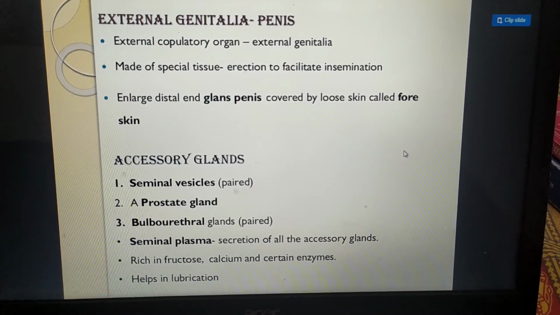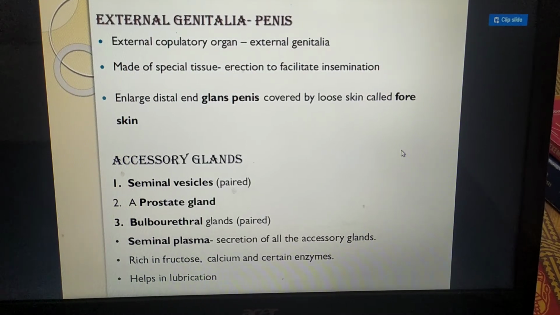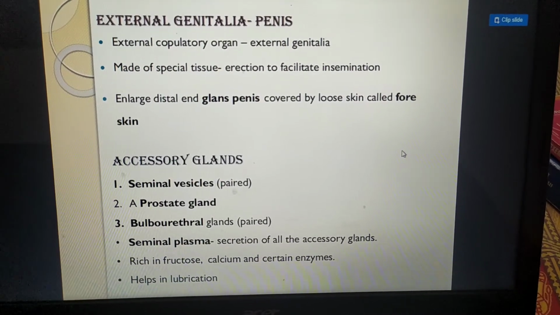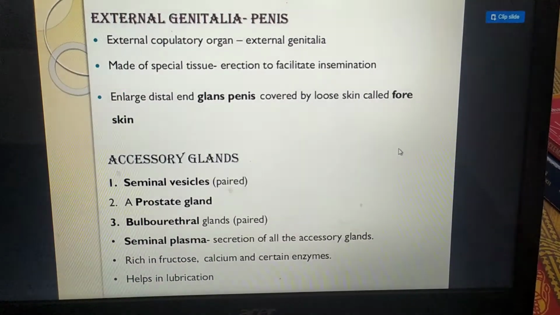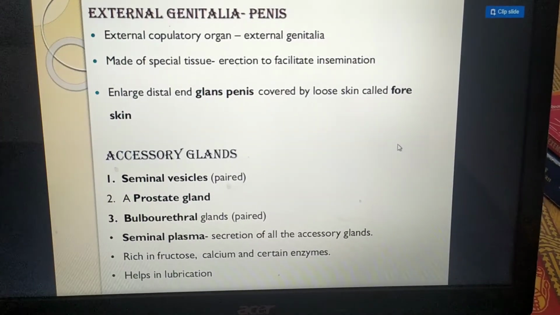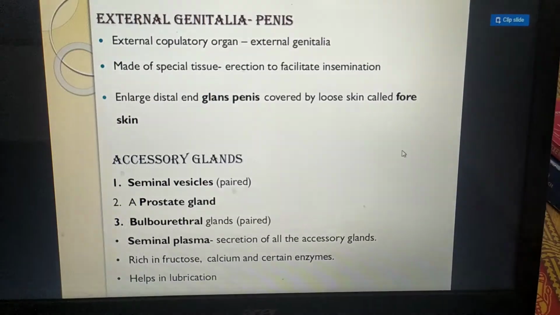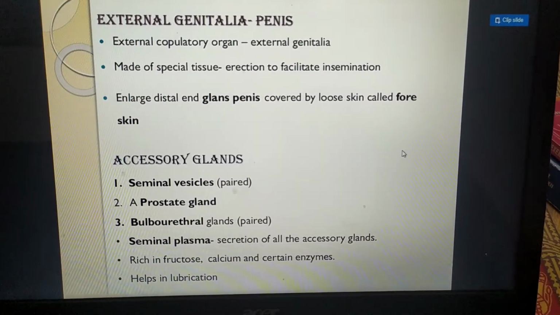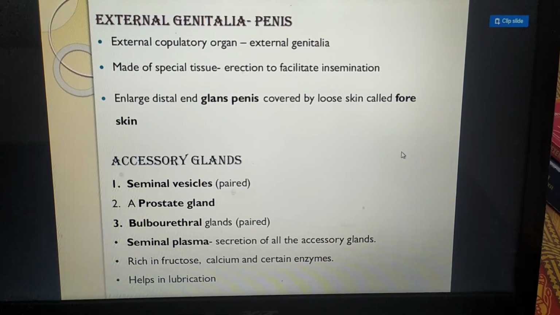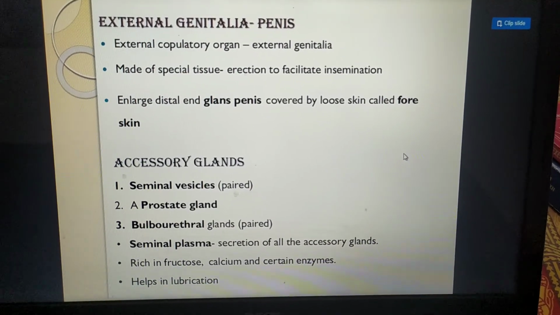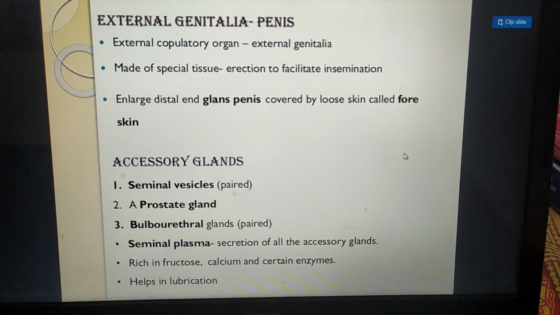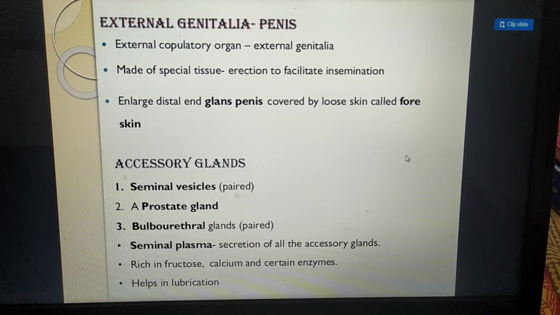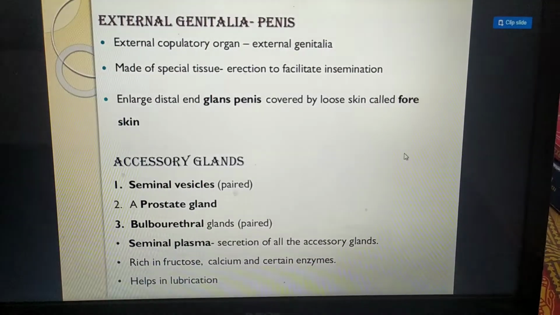And seminal plasma, what is this? That is the secretion from all these accessory glands, which is rich in fructose, calcium and certain enzymes, and the function of the seminal plasma is to help in lubrication. Now what is the role of this lubrication? That is for the easy motility of the sperm, so that the sperm can move easily with the help of this lubrication.